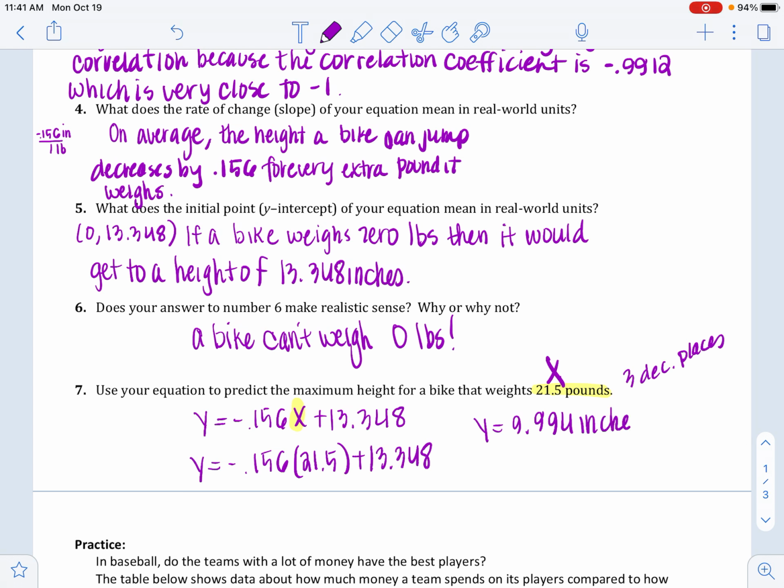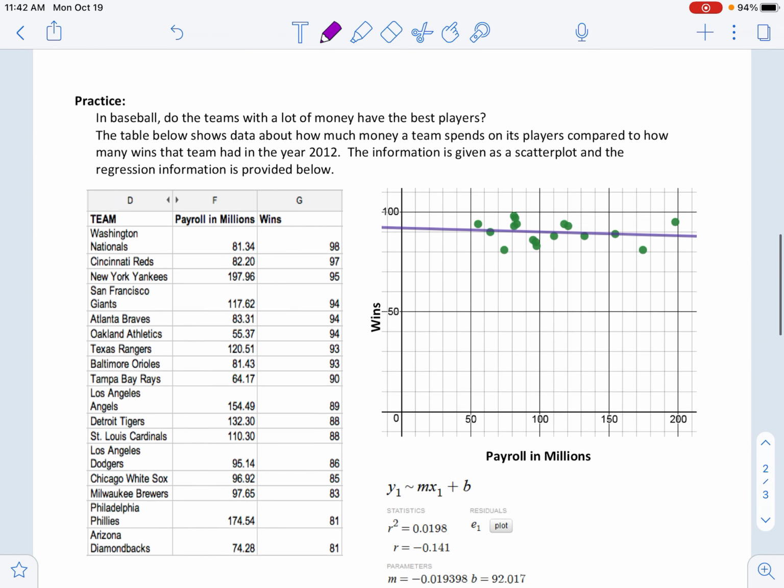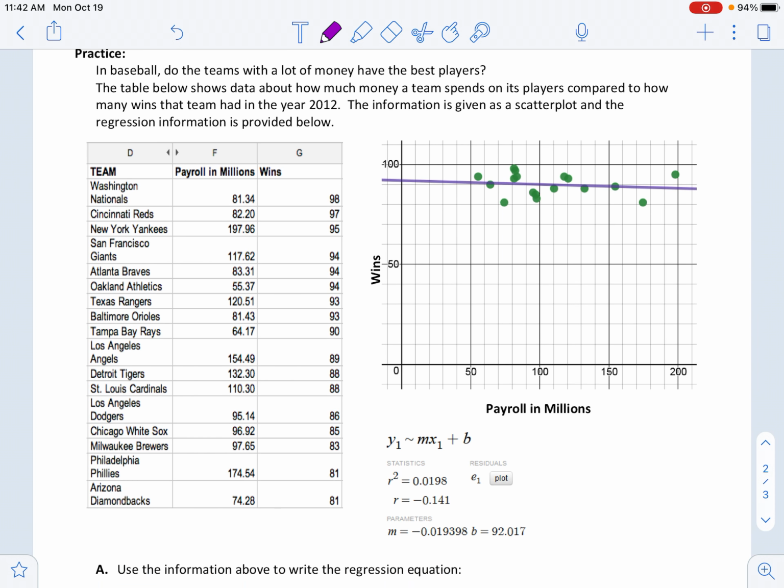9.994 inches. That's my answer. Please keep in mind I can give you an X value or a Y value, and you can solve for an X value or a Y value based on that. This next one is very similar, except we don't have to put all of the information in Desmos because it's already put in Desmos for us.